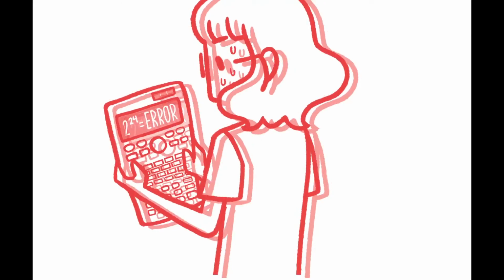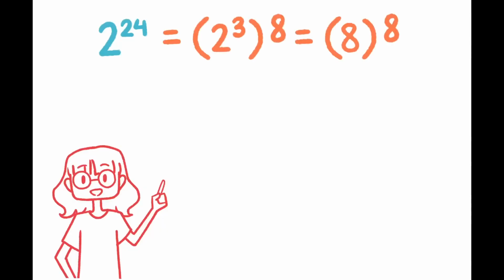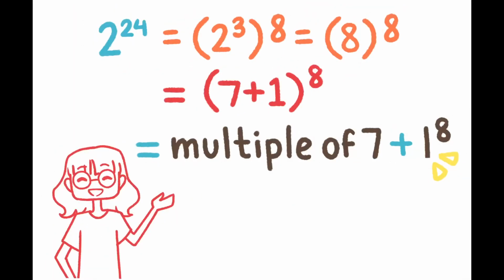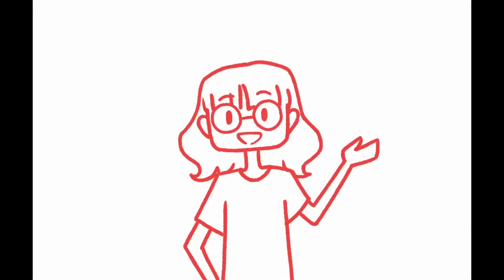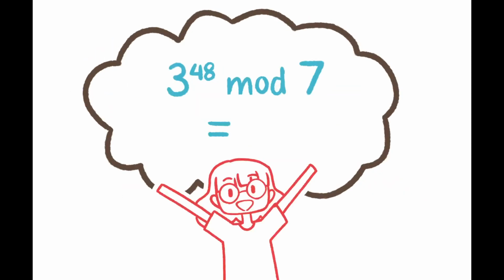It's still too big. Let's repeat the process. We find 2 to the power of 24 equals 2 cubed to the power of 8 equals 8 to the power of 8. Likewise, this can be written as (7 plus 1) to the power of 8, which we can shortcut to a multiple of 7 plus 1 to the power of 8. Again, throwing away the multiple of 7, we find the remainder to be 1 to the power of 8. Therefore, 3 to the power of 48 cycles down to 1.